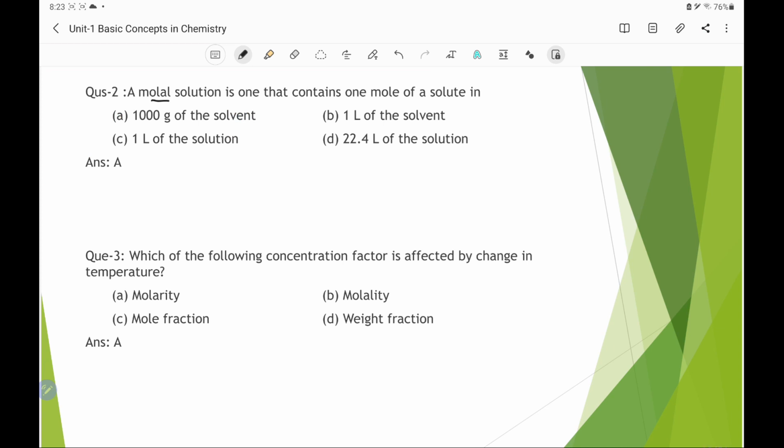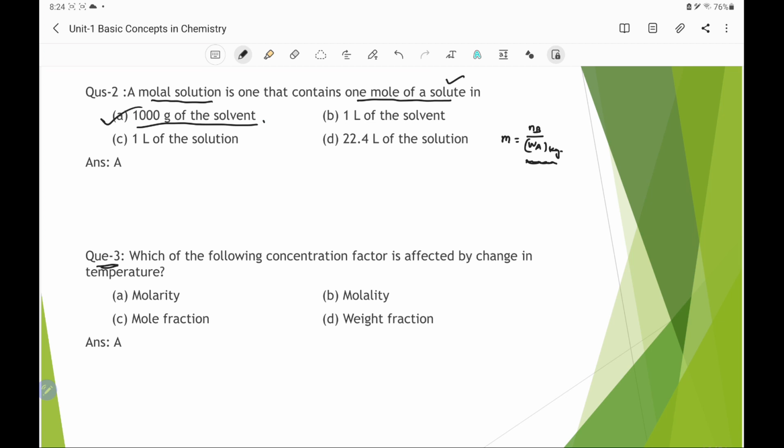Question 2 is about a molal solution. We know that molality is the number of moles of solute divided by the mass of the solvent in kilogram. So a molal solution is one which contains 1 mole of solute dissolved in 1 kilogram of the solvent. Option A is the correct option.